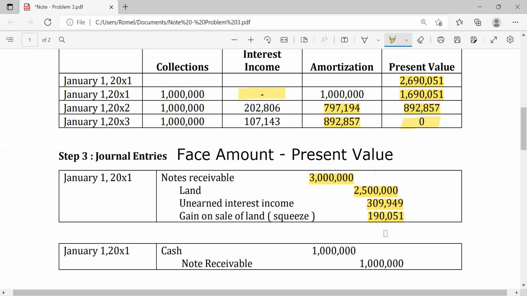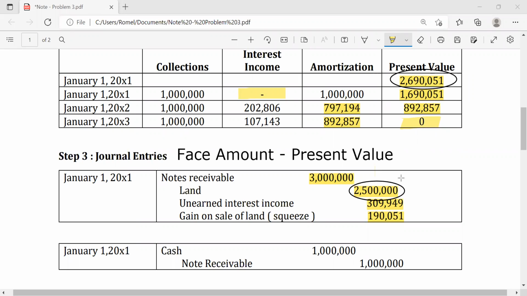Bakit gain on sale? Kasi, how much have you gave up? What is the cost of the land that you gave up? The cost of the land that you gave up is 2,500,000 pesos. How much is the consideration that you received? Ano ba yung present value ng note? The consideration that you receive is 2,690,051. So, kumbaga pa, gain.